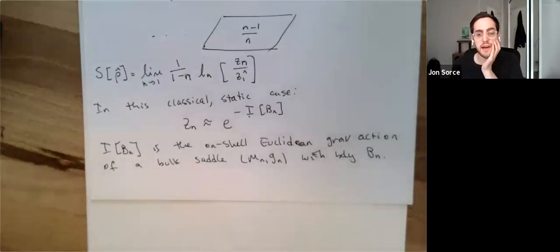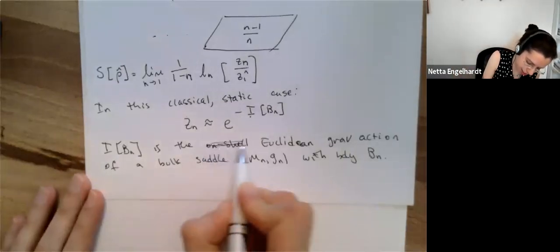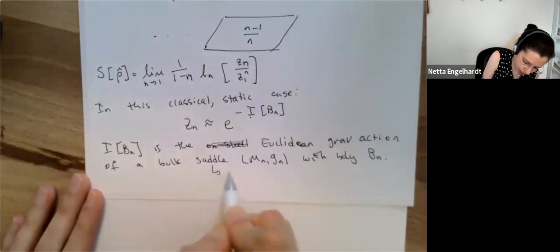Is the adjective on-shell describing the action? Is that supposed to communicate something more than the fact that it's a bulk saddle? No, I should have really just said this is the Euclidean action for a bulk saddle, meaning on shell. I see.